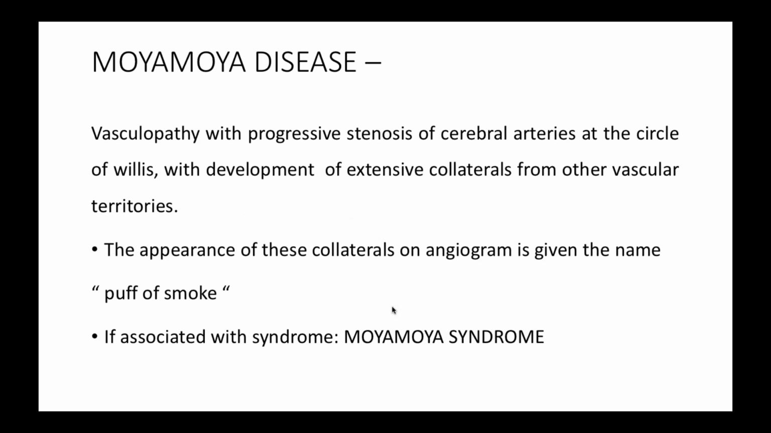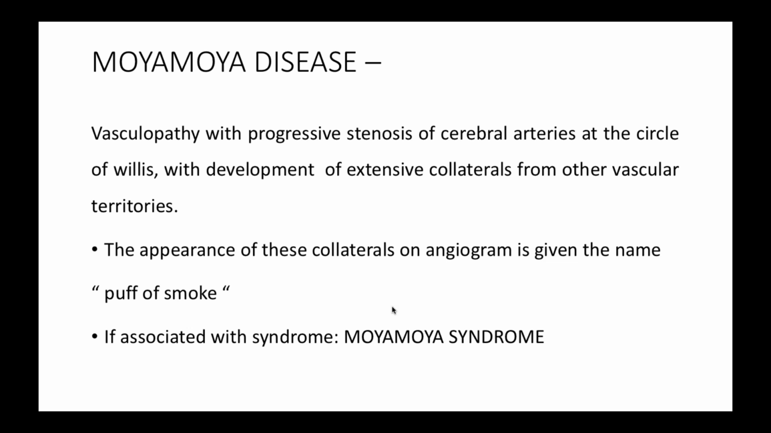Second is Moyamoya disease. Now Moyamoya disease is a vasculopathy with progressive stenosis of the cerebral arteries at the circle of Willis. So there is progressive stenosis at the COW, along with development of extensive collaterals from other vascular territories.